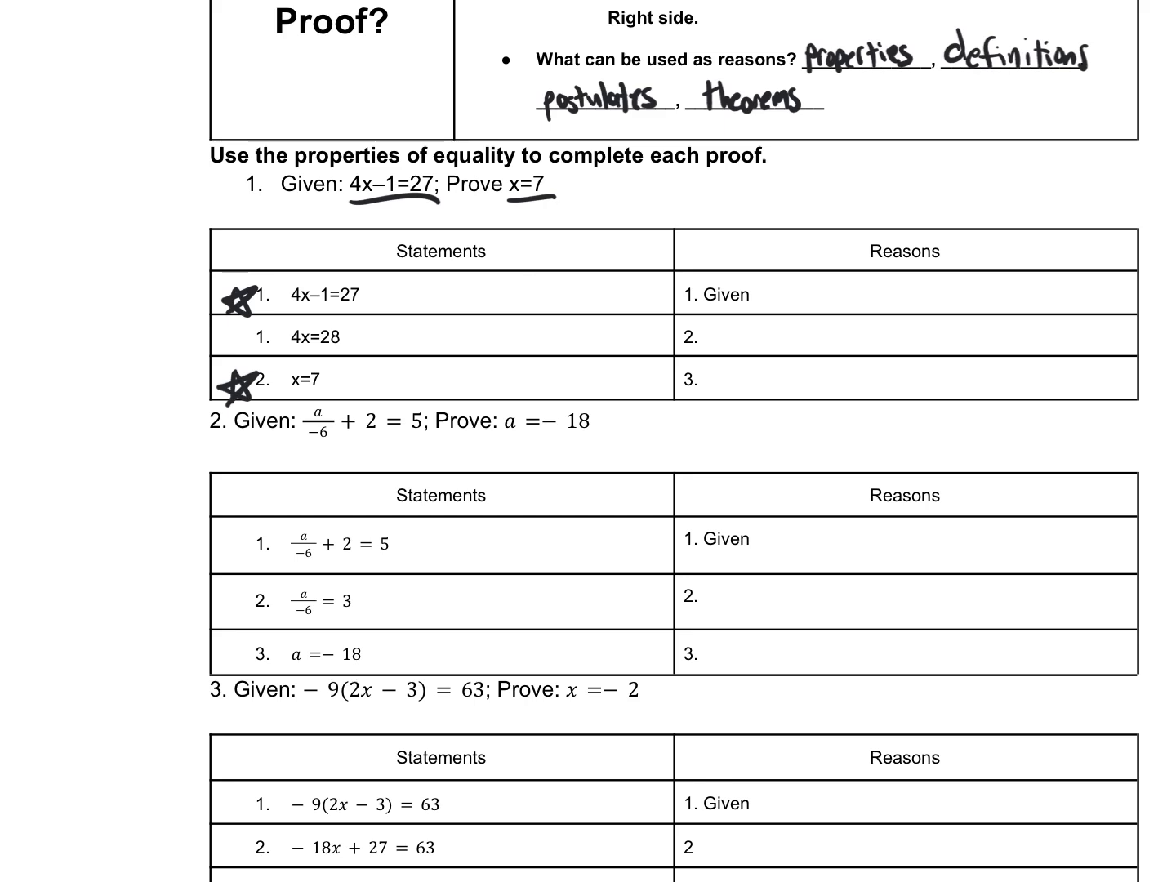Now, the reason why I can write that first statement there in the first box is because it is given. Our first reason almost always will be that it is given. Then from there on, I'm just trying to figure out what property or definition or postulate or theorem did I use to go from step 1 to step 2. So, to go from the first box, 4x minus 1 equals 27, to the next box, 4x equals 28, I can see that I've added 1 to both sides. So that is the addition property. And then I can see that I went from 4x equals 28 to x equals 7. I've divided both sides by 4, so that is the division property.